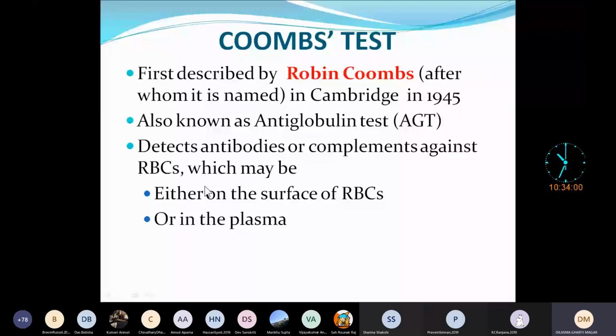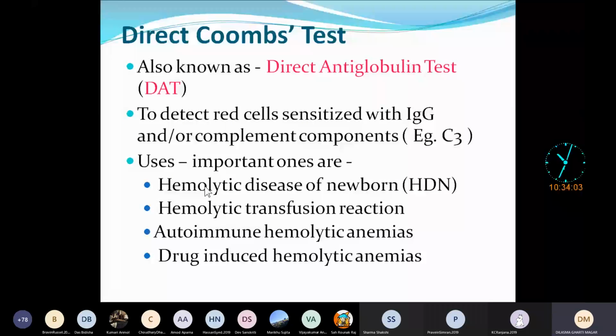Now we'll come to the direct Coombs test. It is also known as the DAT, direct antiglobulin test. You can even say the direct Coombs test. It is a little bit difficult maybe for you, so you can say the direct Coombs test or indirect Coombs test, that is also okay. Here we detect the red cell sensitized with the immunoglobulin.